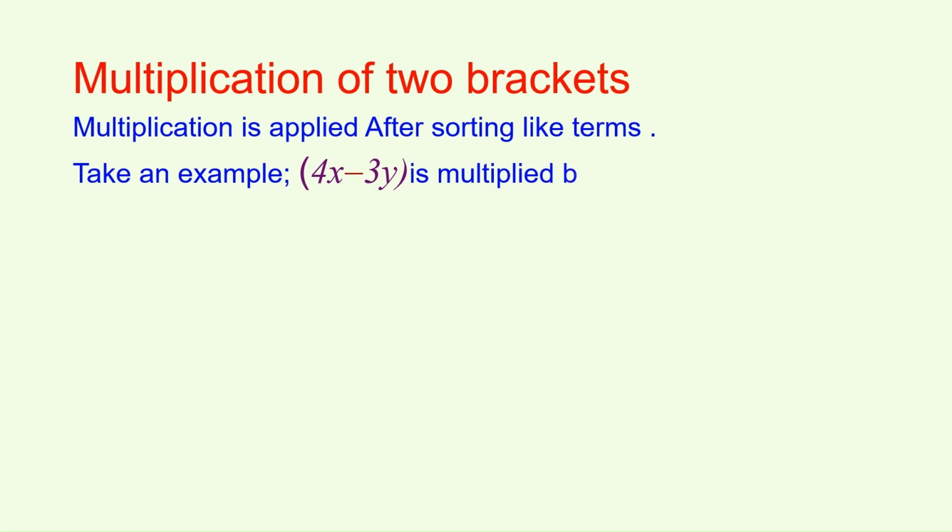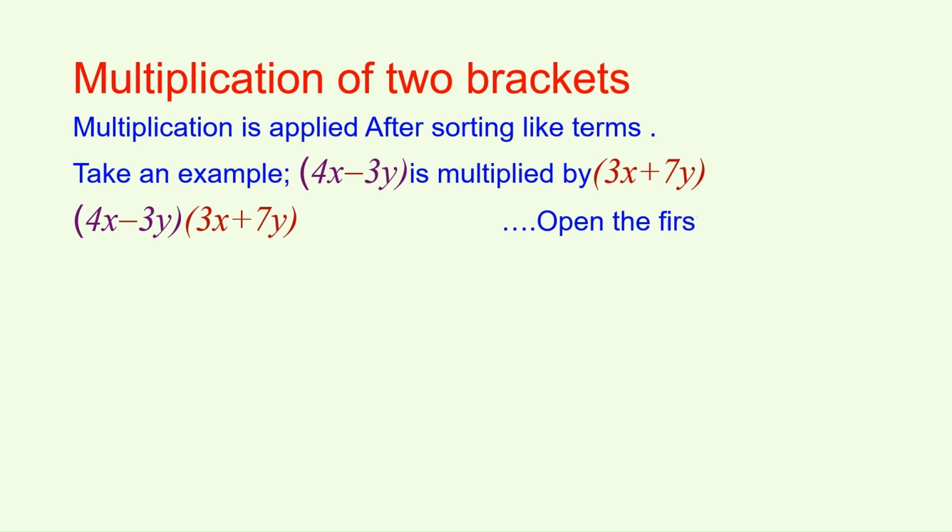Multiplication of two brackets. Multiplication is applied after sorting like terms. Take an example: 4x minus 3y is multiplied by 3x plus 7y. 4x minus 3y times 3x plus 7y.